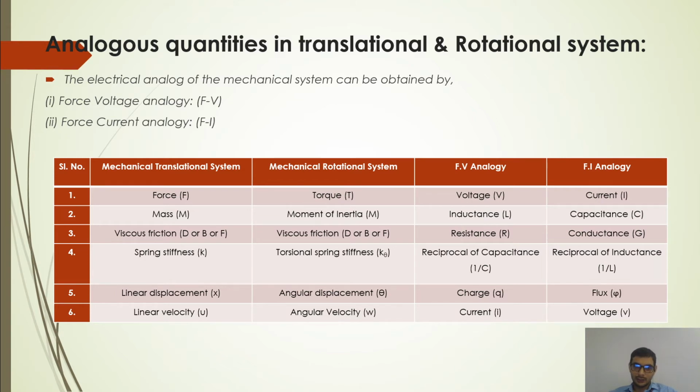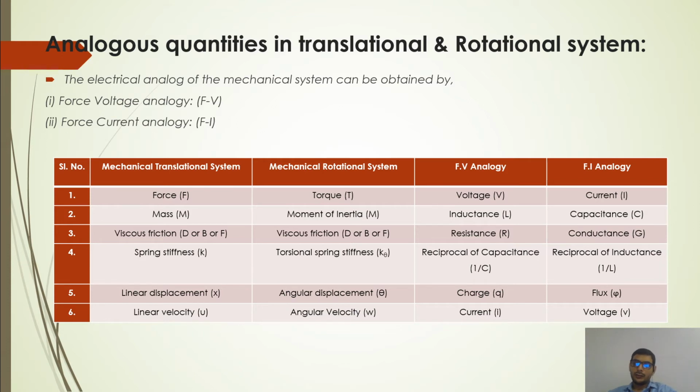While considering viscous friction or the damping friction B, it is equated to resistance. Spring stiffness or spring constant is equated to 1 upon C. Linear displacement is equated to Q, that is charge. Linear velocity U is equated to I.